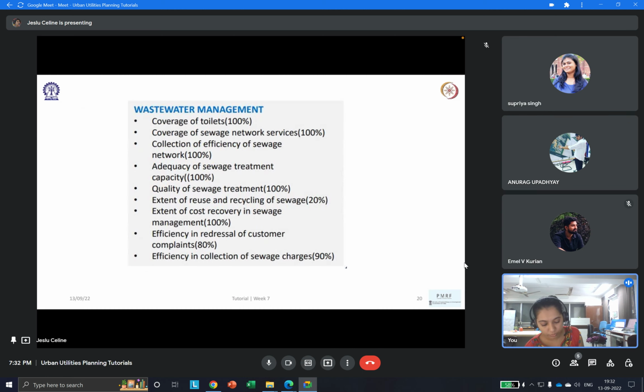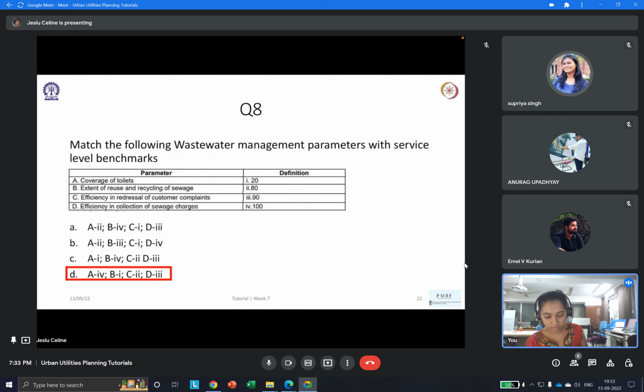So just going back, this is what we saw in the previous slide also. I've just put it here. Coverage of toilets is 100%. Efficiency in redressal of customer complaints is 80%, and extent of reuse and recycling of sewage is 20%. And efficiency in collection of sewage charges is 90%. Fine, so these were the options which we had. Let's proceed further. So this was the answer.